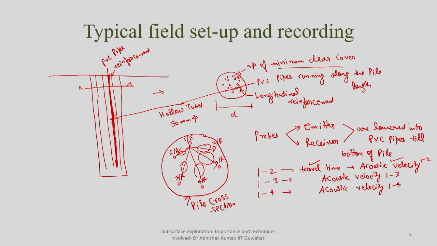The same test you have to do at different depths. As I mentioned, you start doing the test at the bottom, then you move to the next shallower depth, and in the same way you can get an idea about the acoustic velocity throughout the cross section. Then you compare it with the standard value of acoustic velocity for that construction material. You can get an idea at which particular depth there is a drastic change in the velocity, which is a possible indication of a defect at that depth, or if not, then you can ensure the strength of the material is almost consistent throughout the cross section.